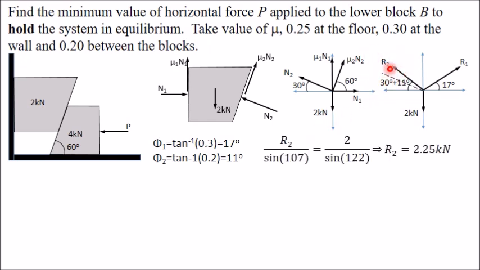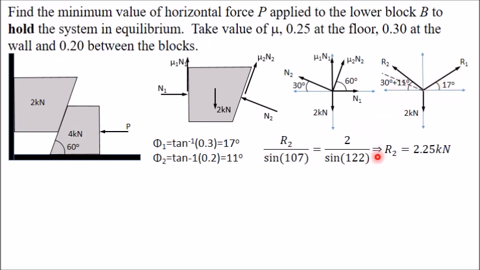According to Lami's theorem, R2 divided by the sine of the angle between R1 and 2 kilonewton, this total angle, which is 90 plus 17 degrees, that is 107, is equal to the known value 2 kilonewton divided by the sine of the angle between R1 and R2. This total angle can be calculated as 180 degrees minus 17 degrees minus 41 degrees, so you will get 122 degrees.